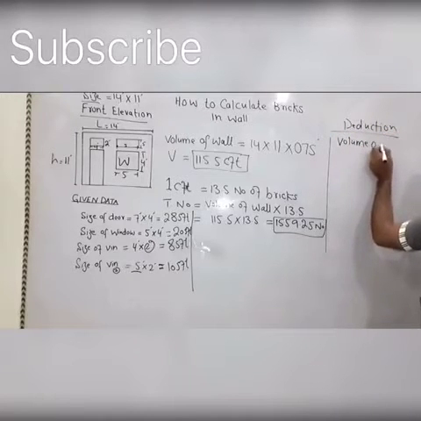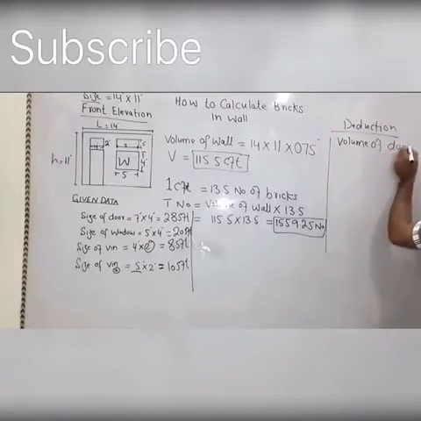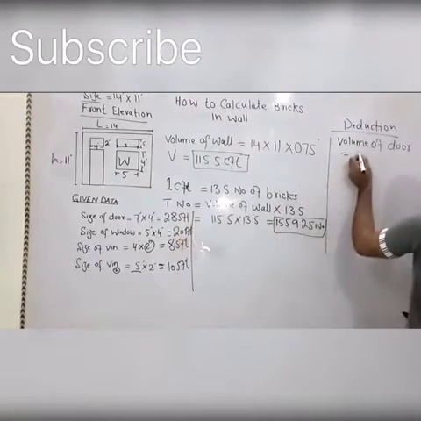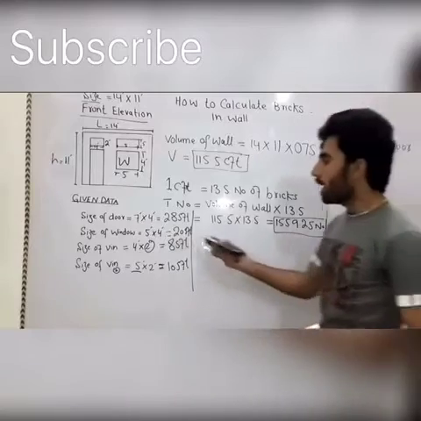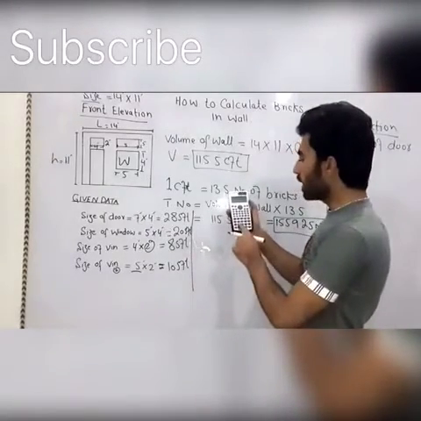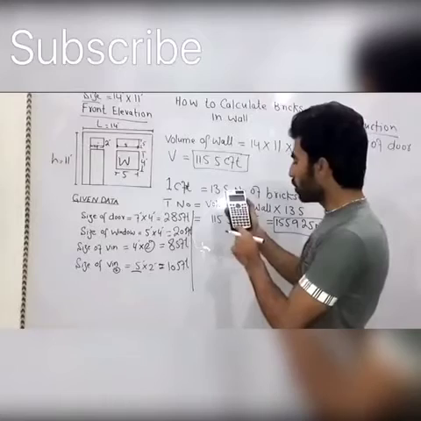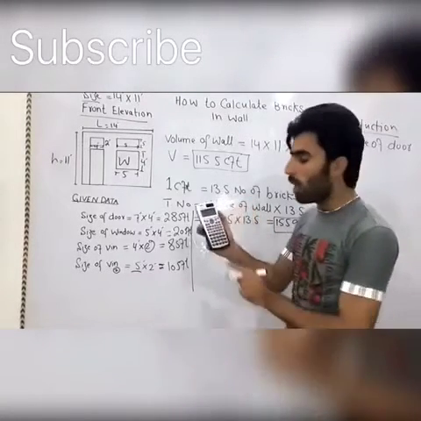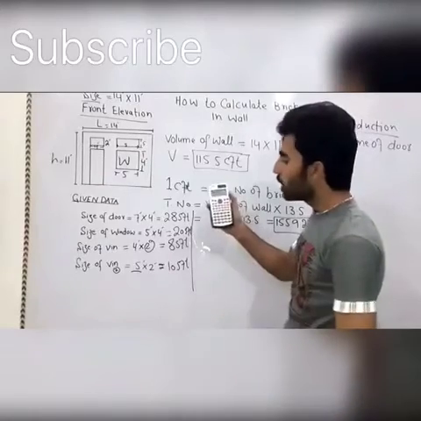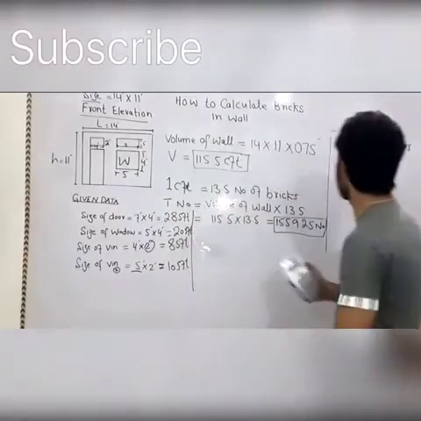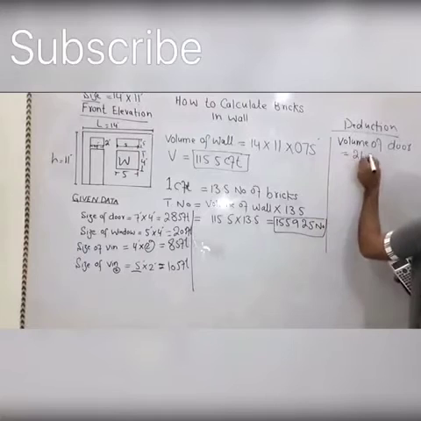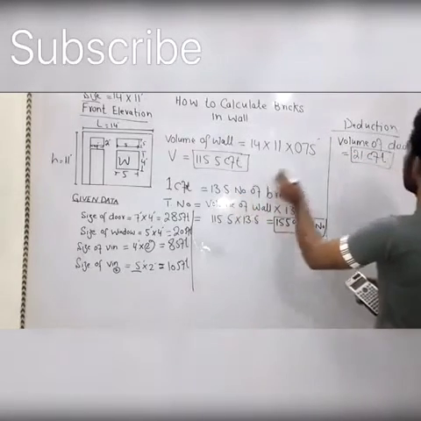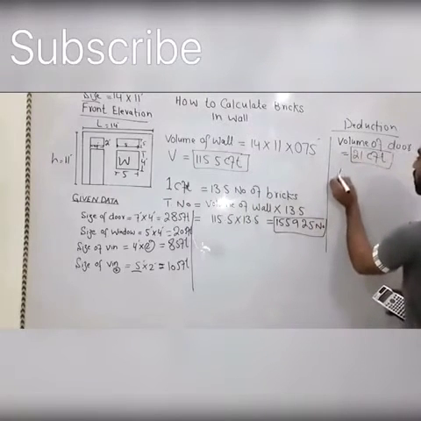Volume of door, okay, is 28 square feet. Okay, with 28 square feet, when you multiply by 0.75, the thickness of the wall, that will give you what? 21 cubic feet. Okay, this is 21 cubic feet. So this is for the door. Okay, volume of door.